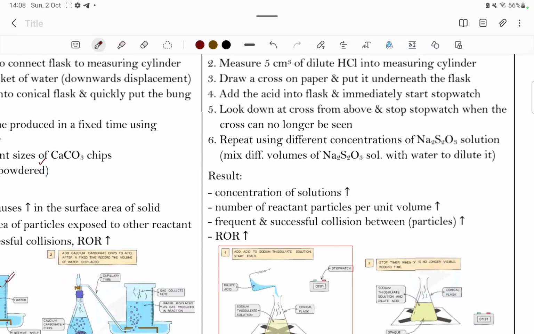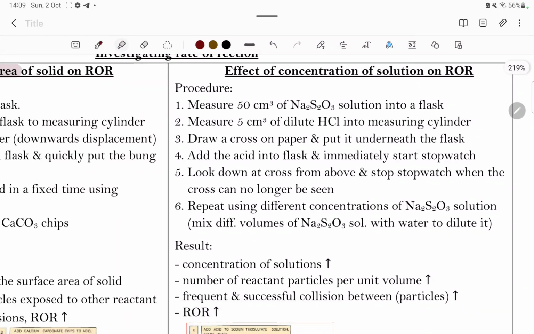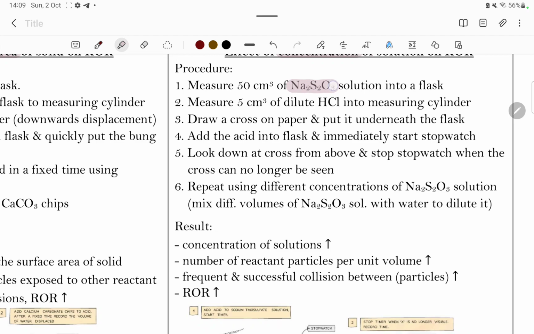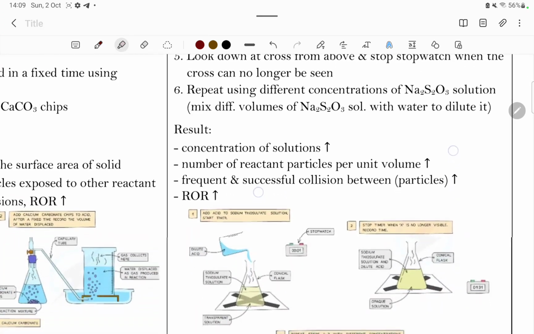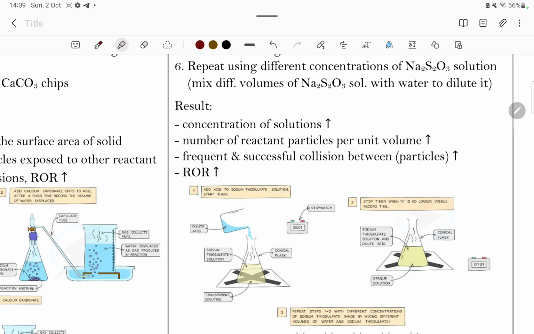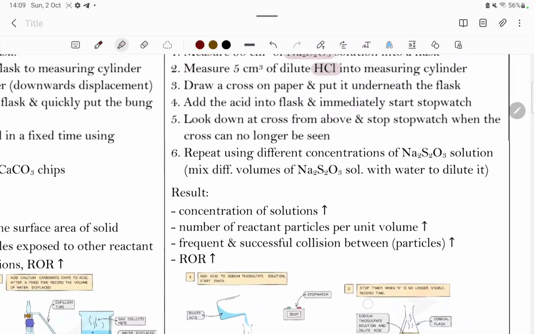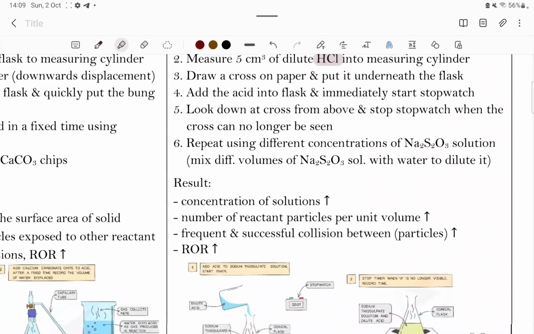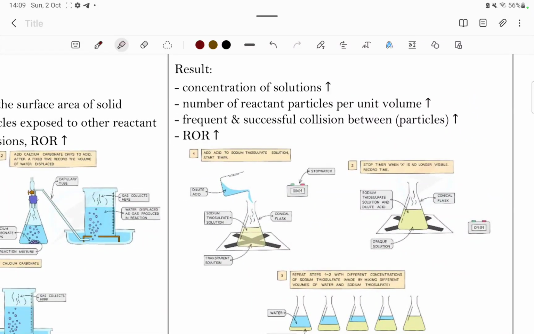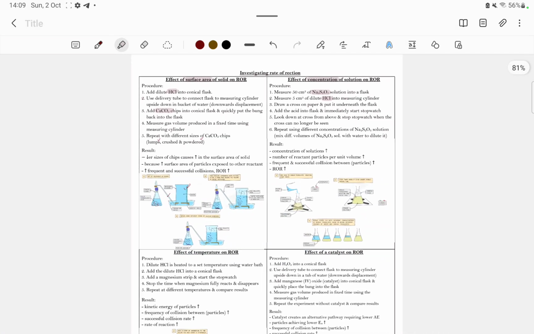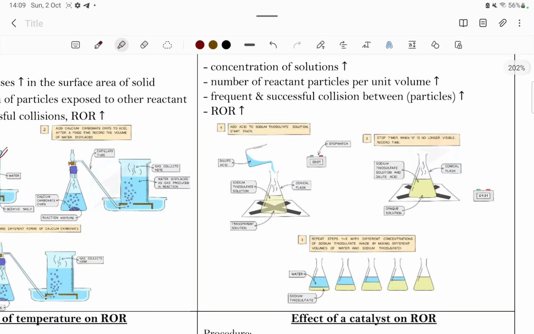Okay, this one is for another factor. This one is concentration. So for concentration, we use Na2S2O3 and then add HCl, hydrochloric acid, into it, and then we have to draw a cross on the paper. We add in the solution, and then you have to check when the cross cannot be seen from the top of the conical flask. Okay, and then after that we use different concentrations by adding different volumes of water.